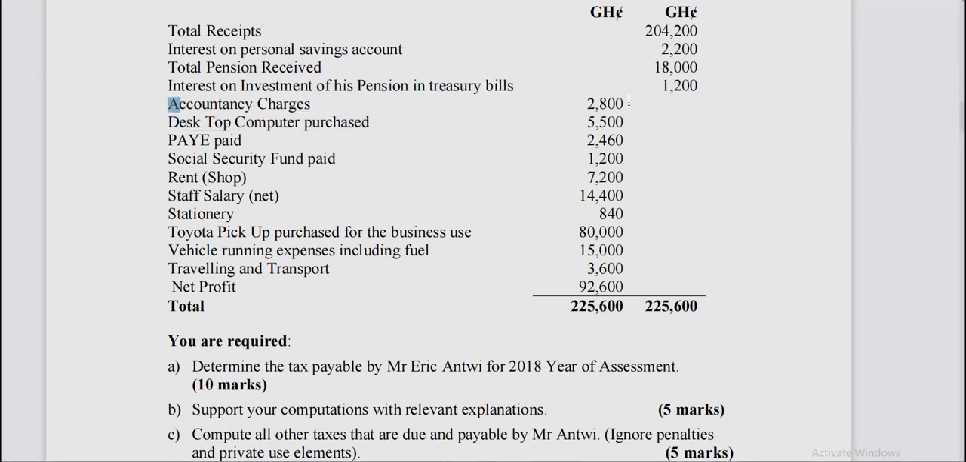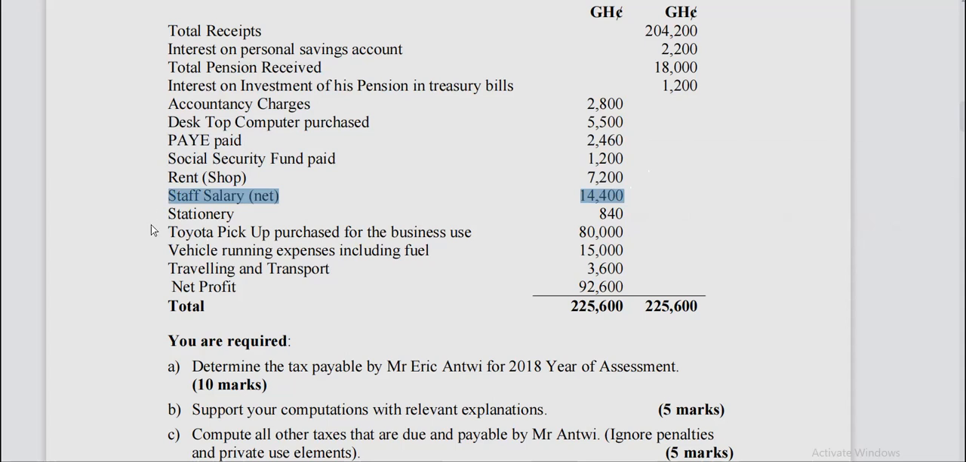Then accountancy charges, yes, taxable, subject to withholding tax at 7.5%. Desktop computer is goods, but it shouldn't even be here. It's capital nature. Then we have payee. Payee paid should not also be here. You should take credit for it as an individual. Then social security fund paid, yes, that one is allowed as a deduction. Rent for the shop, yes, it's allowed, but remember you have to take withholding taxes. Then staff salary net, yes, I think that's the payee that is there, is allowed.